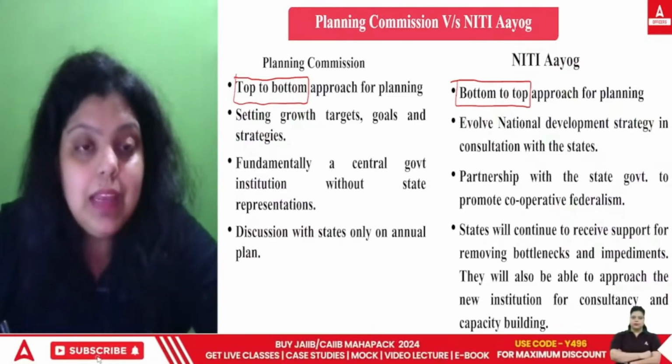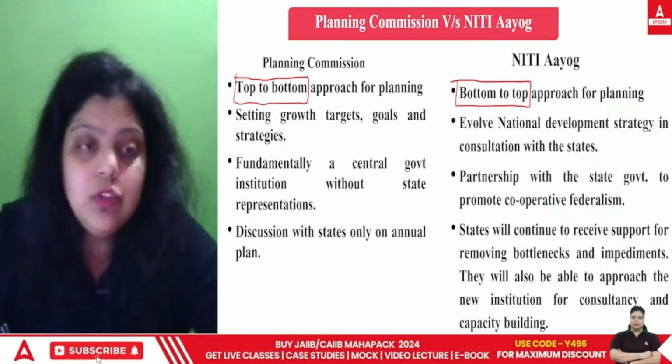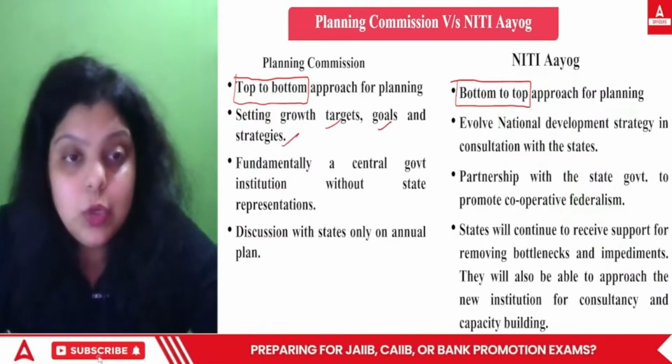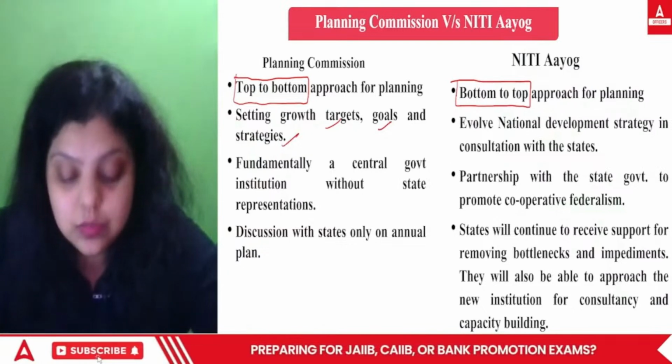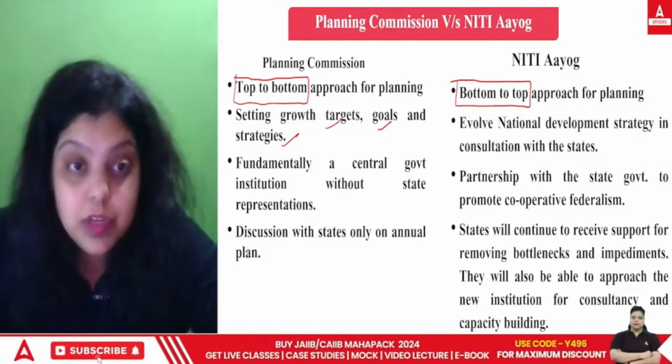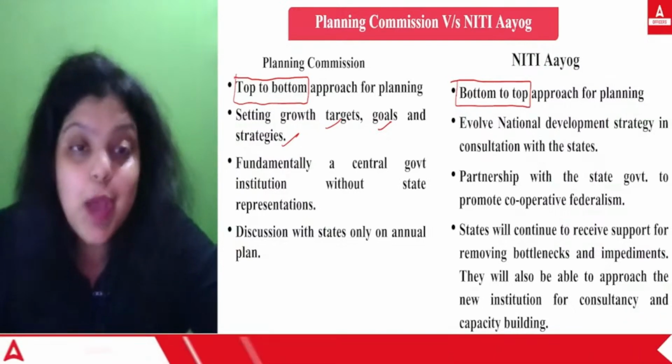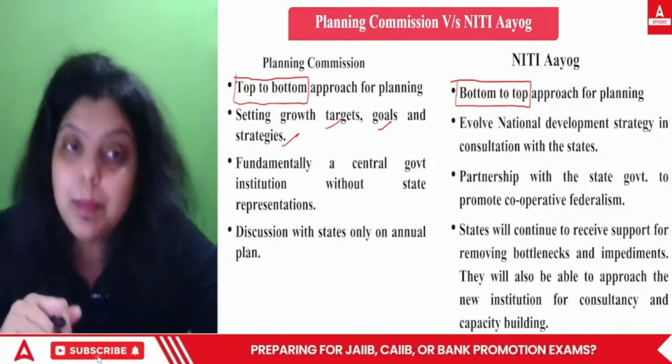Apart from that, in the Planning Commission, the central government just used to set the growth target, the goals and strategies, and it was set for all the union territories, all the states, to just follow or achieve. You have to achieve this growth target, you have to achieve these goals, you have to follow this strategy. That used to happen in the Planning Commission.